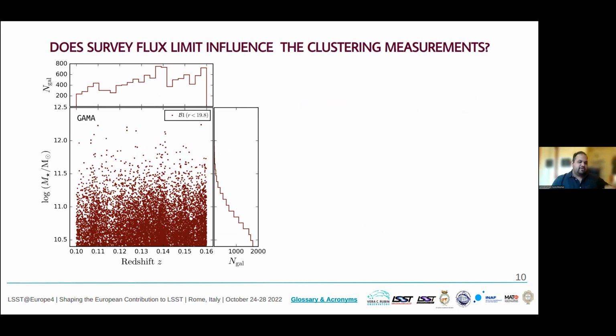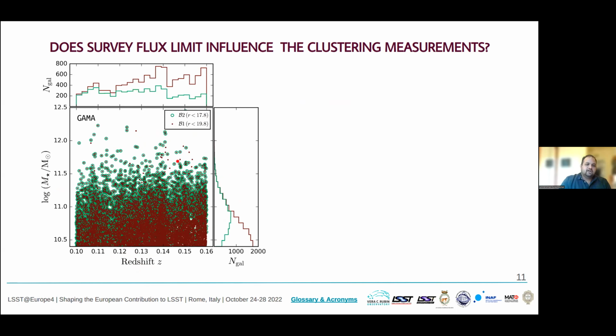Now, we also use Mark correlation functions to check how the survey flux limit influences the clustering measurements. For instance, this is one set of galaxies selected from GAMA in its redshift and mass distribution plane. And this is all the galaxies with a flux limit of 19.8. Now we imposed a flux limit of 17.8 to check how the sample varies and hence how the clustering signals vary.